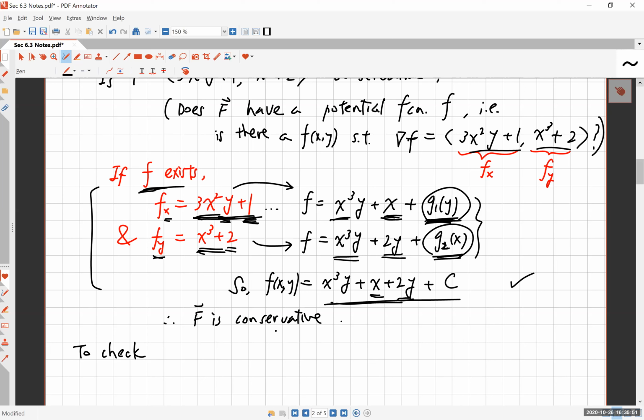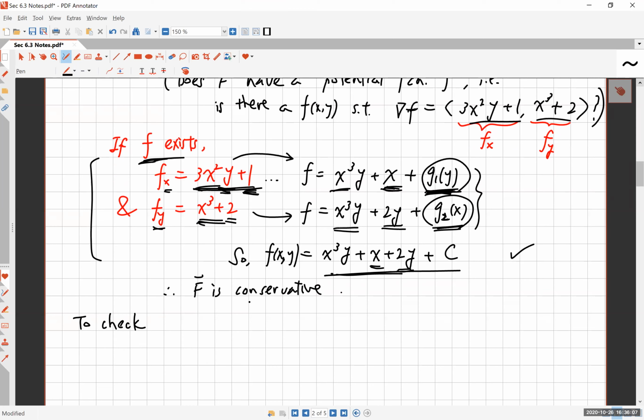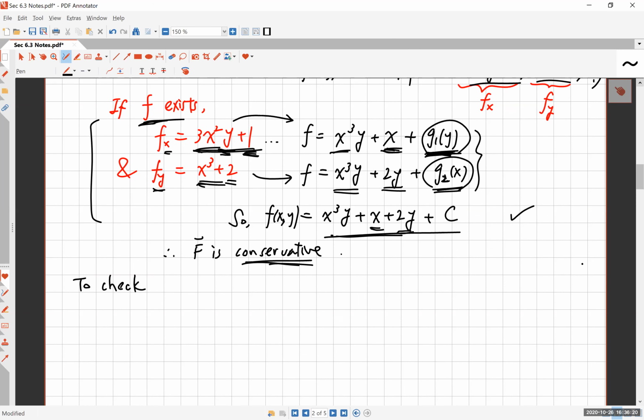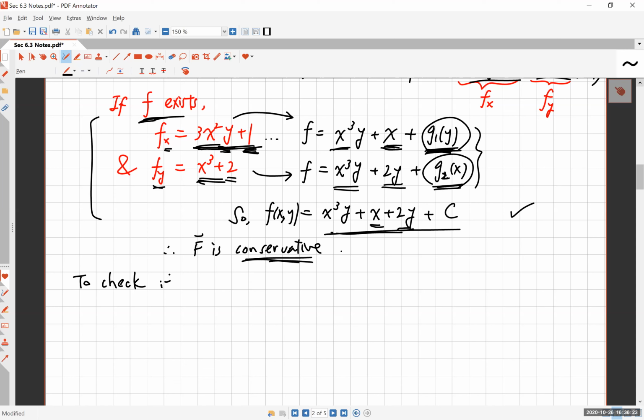Just because you alone could not find a potential function in the first 10 minutes of your attempt to look for a potential function, that does not mean that the potential function does not exist, right? So how do you know that F is not conservative? After years and years of trying to find a potential function, you still can't find it. Well, that still doesn't prove that it's not conservative, right? Because somebody else in the next century could find it. So to check if F is conservative, there is a test you can perform.